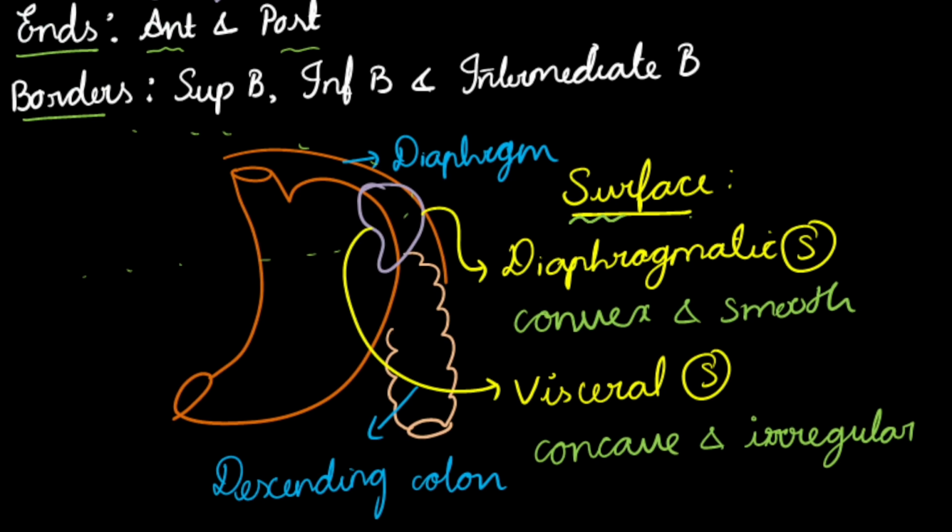And now regarding the surfaces of spleen, there are 2 surfaces. You can see here the outer surface is diaphragmatic one and the inner surface is visceral one, and this diaphragmatic one is convex and smooth and this visceral surface is concave and irregular.